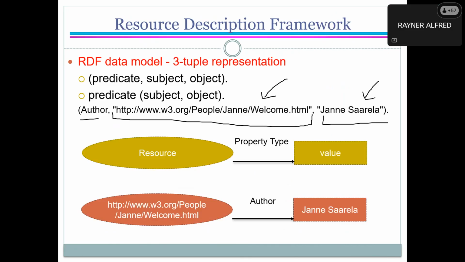So this is how we represent the 3 tuple in the RDF model to state what resource we have, what the property is, and what the value is. So these are some of the basic information that we can know about how the web is being used, and how the semantic web is being used to carry or to extract the information from a web-based document.